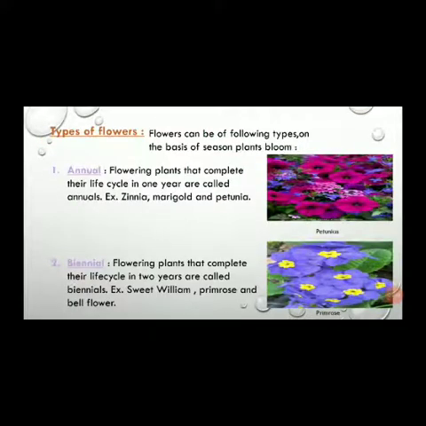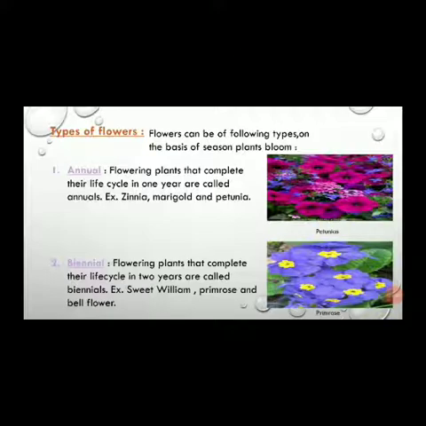Now, types of flowers. Children, an uncountable number of flowers are found in nature. On the basis of season, the plants bloom. Flowers can be of the following types. First, annual. These flowering plants complete their life cycle in 1 year. For example, zinnia, marigold, and petunia.